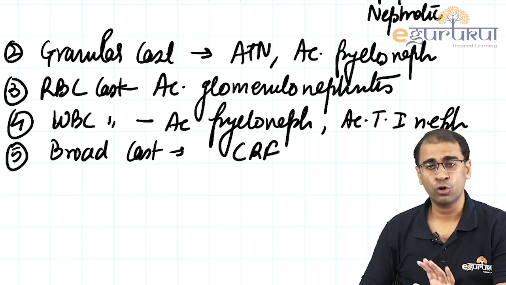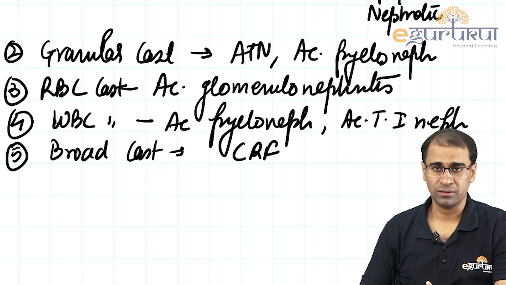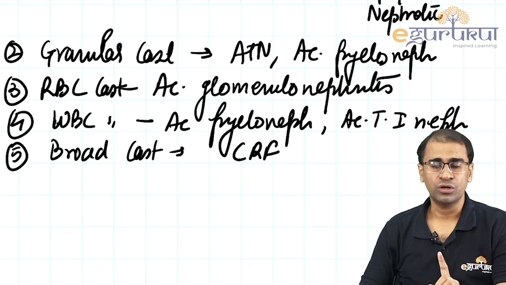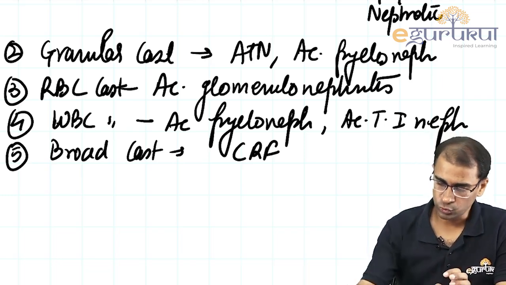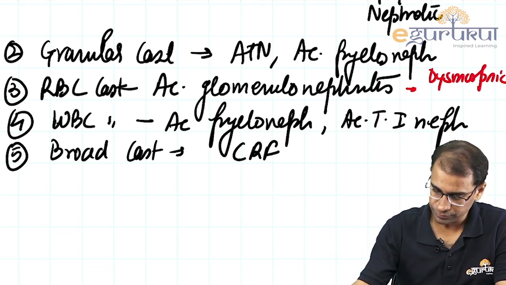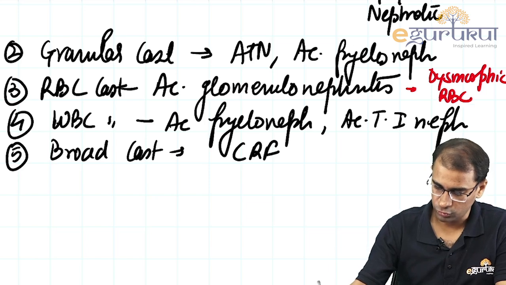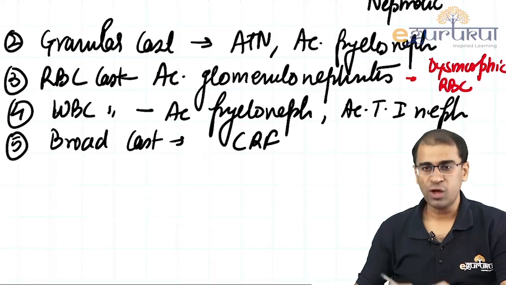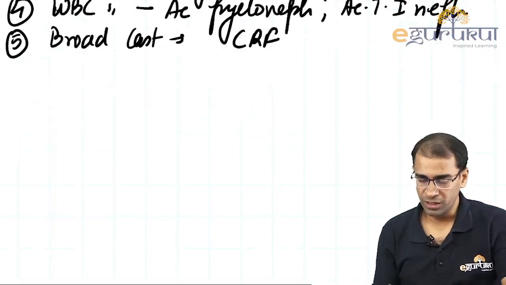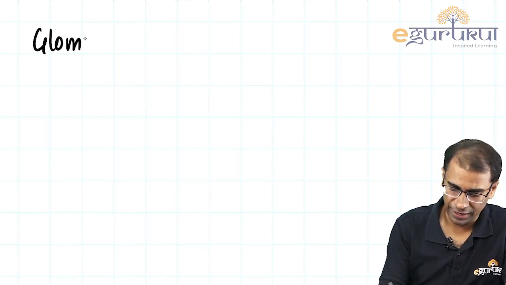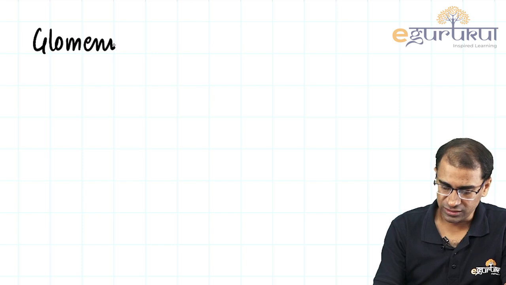Very important among them, especially remember the hallmark finding of the RBC cast is acute glomerulonephritis, which also shows dysmorphic RBCs. So having understood this, let's now move to the next topic, the basic type of glomerulonephritis.